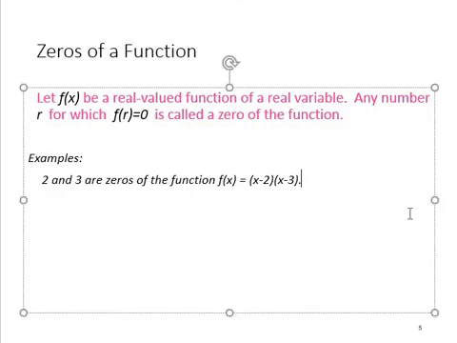So you equate this to 0. If you are given x minus 2 is equal to 0, this will give you x is equal to 2, or x minus 3 is equal to 0. So this will give you x is equal to 3.